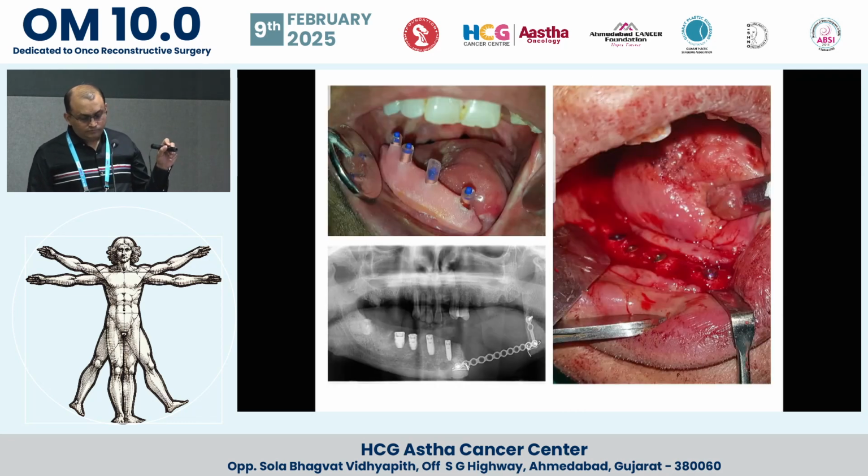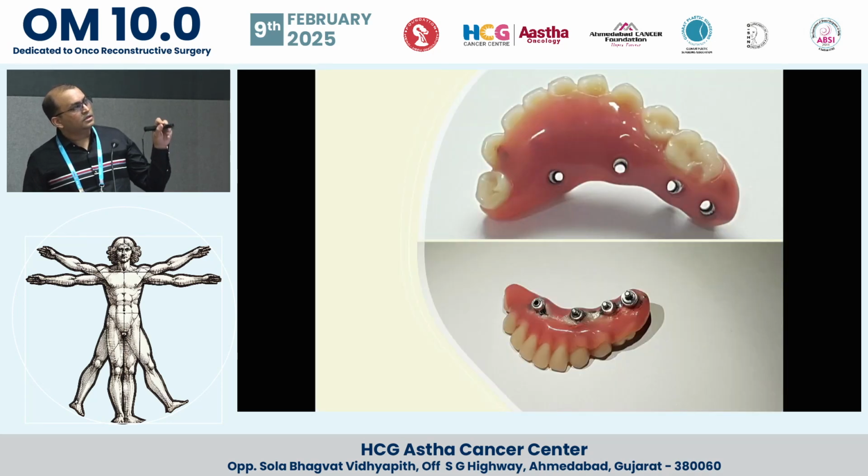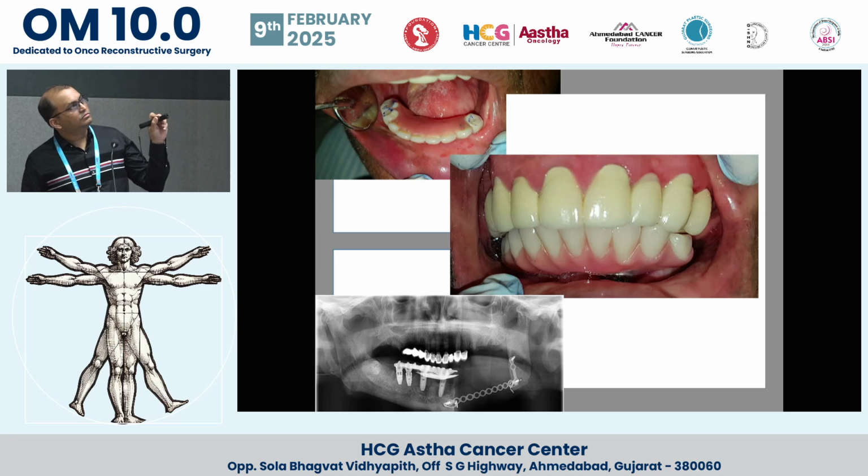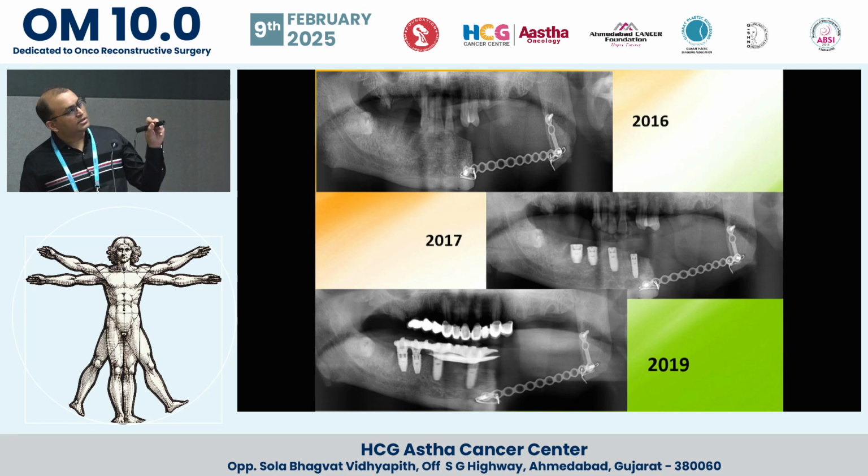And similarly, we planned the implant positions, placed the implants, and this is the similar prosthesis. You can see the implants are placed here, but the teeth are here, way away, to match the upper jaw. So this is how it looked after. So 2016, 2019, patient was here.